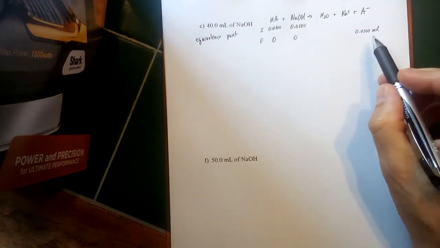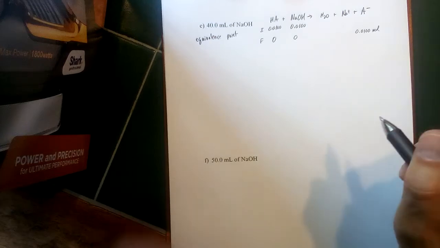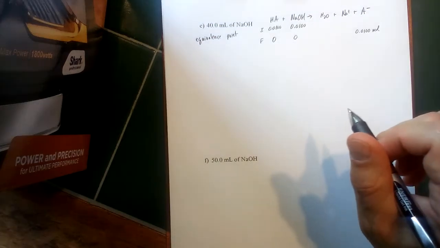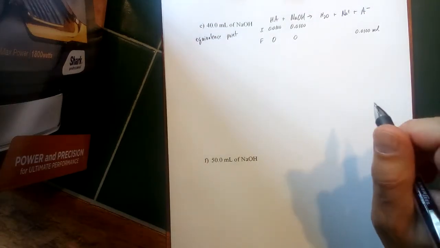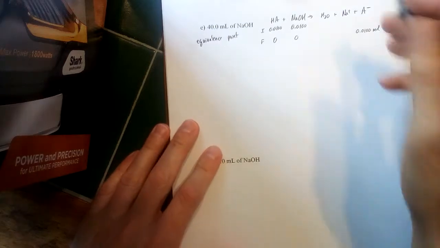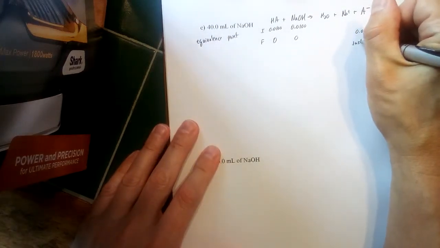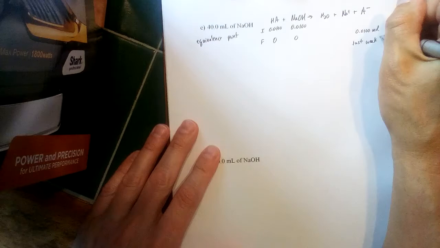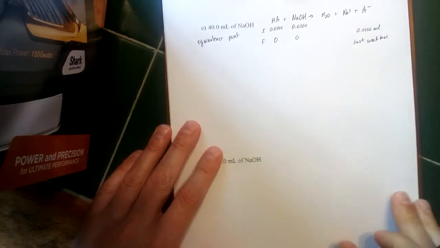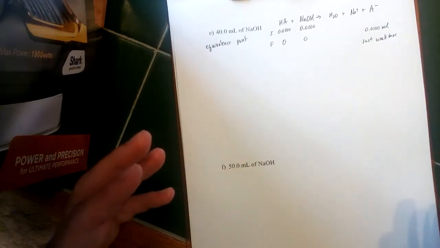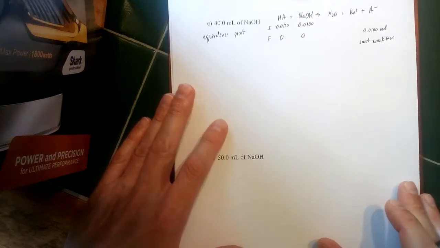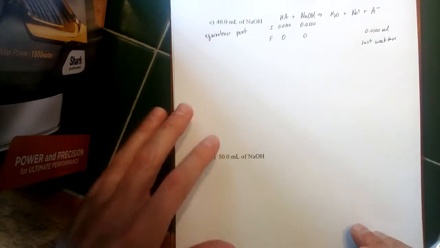So we'll have 0.0100 moles of A minus in solution. So no more acid. What we have now is just weak base. And if we have a solution that's just weak base, we know how to deal with that, or we should. We talked about that quite a bit back in the previous chapter.